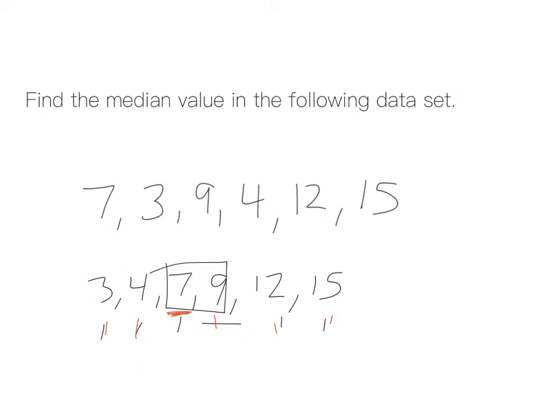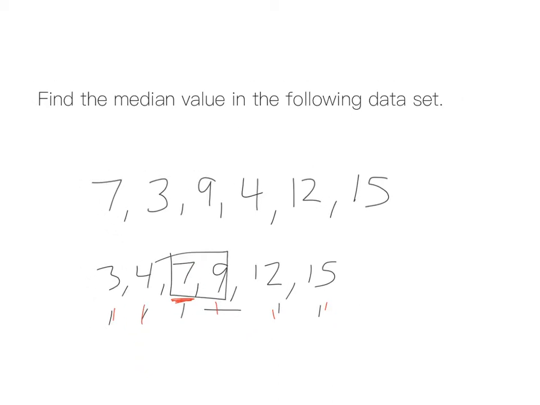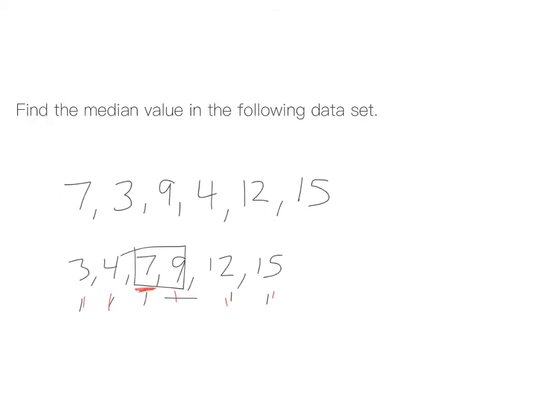So 7 and 9 are the 2 middle data. But we don't just say 7 and 9 are the median. What we actually do is find the mean of those 2. And what is mean? Well, again, that's average. So the average of what? The middle 2. So I have a 7 and a 9.